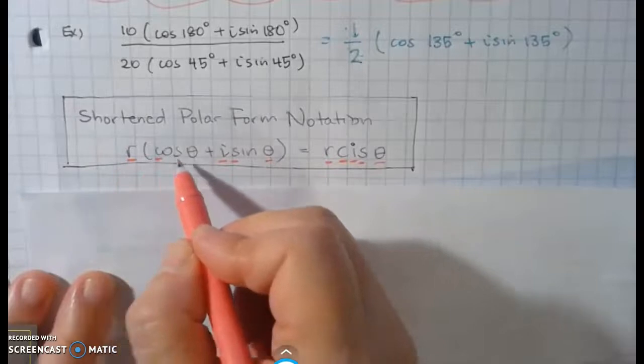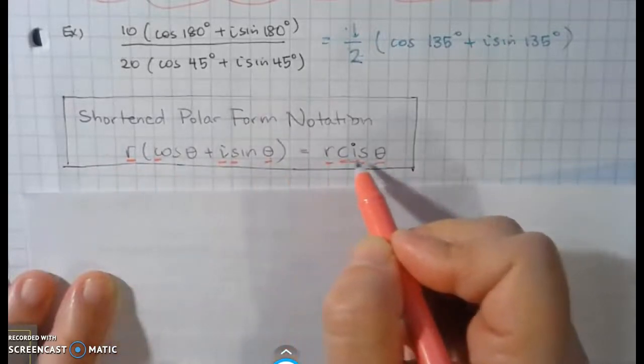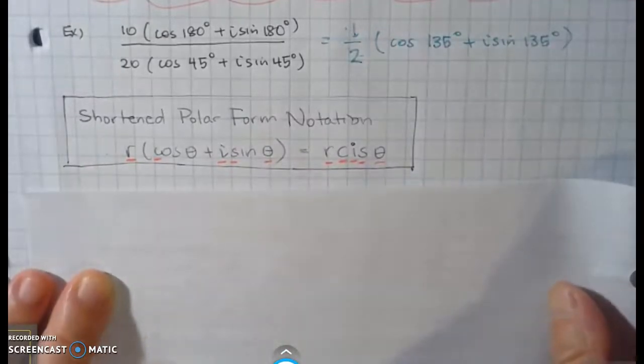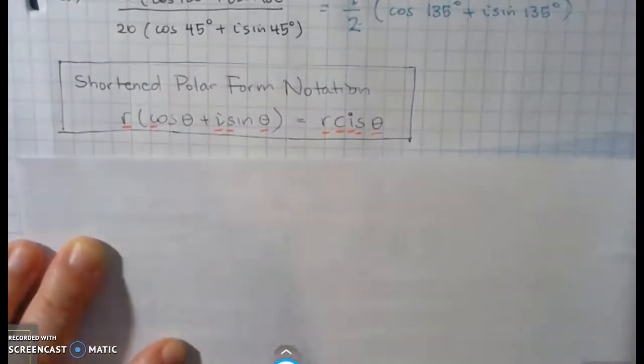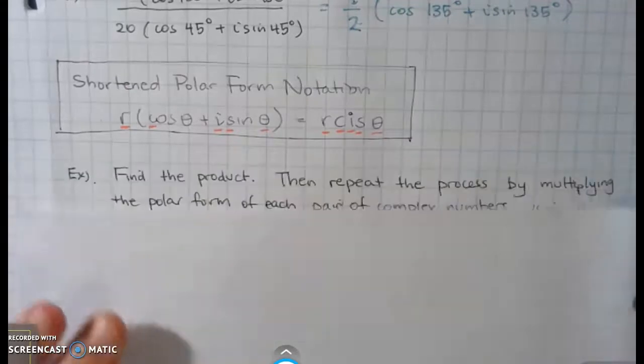So this is just a shorthand version of the same thing. r cosine of theta plus i sine of theta can be rewritten as r cis theta, and that is much quicker to write and easier to process. But this is optional. You do not have to use this if this is confusing you more. Okay, all right, so let's try another problem.